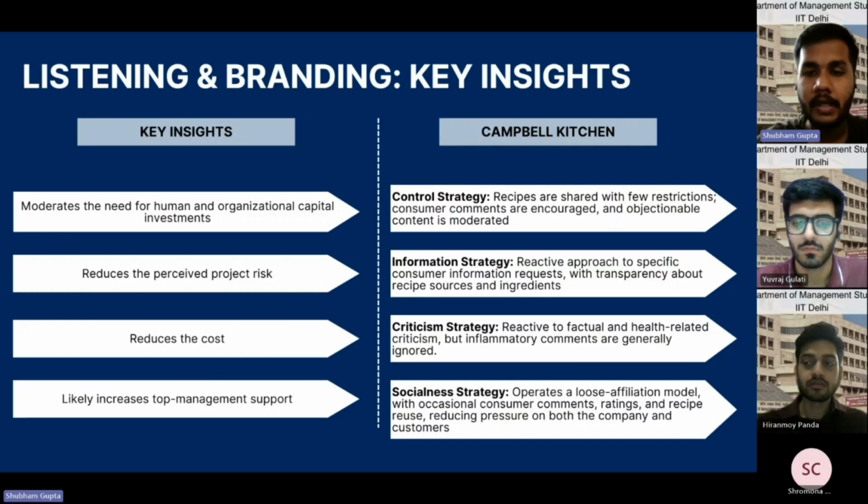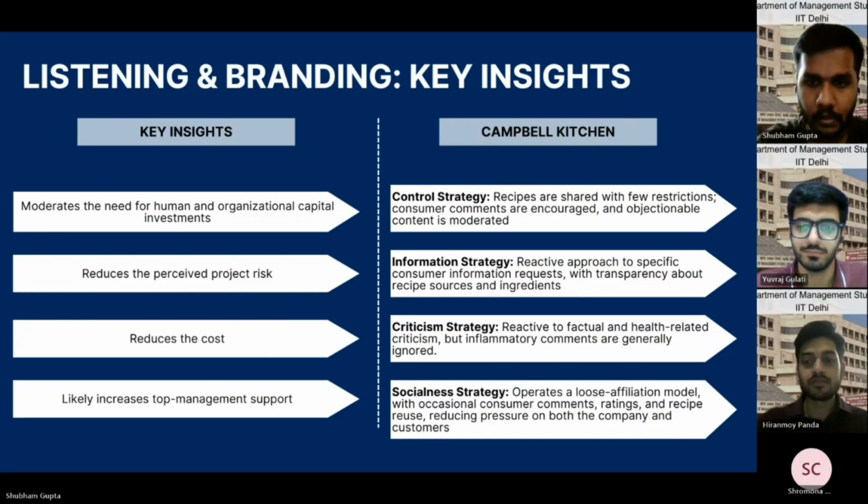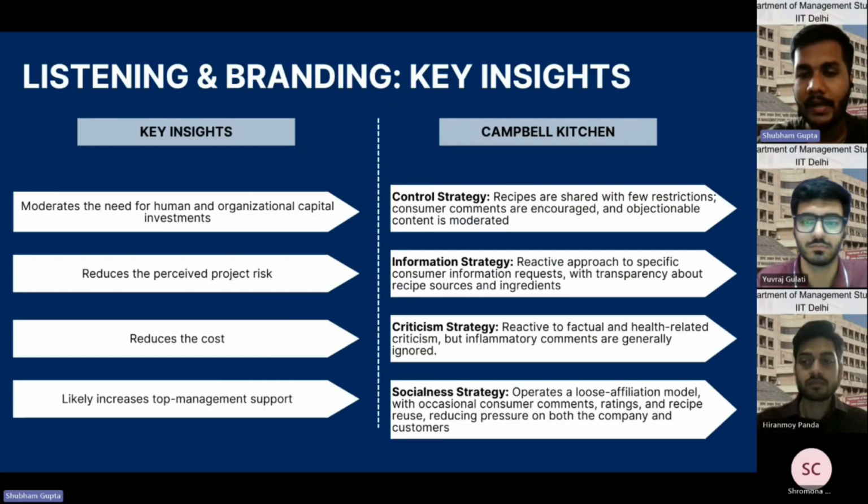Then when it came to the information strategy, the reactive approach was followed. Whenever customer information was requested, with transparency, they provided information about recipe sources and ingredients. The criticism strategy was reactive, and they reacted to factual and health-related criticism, but inflammatory comments were generally ignored. And the socialness strategy was to operate a loose affiliation model with occasional consumer comments, ratings, and recipe reuse.